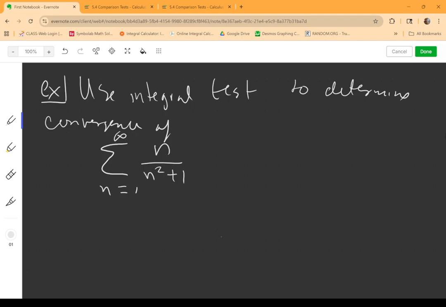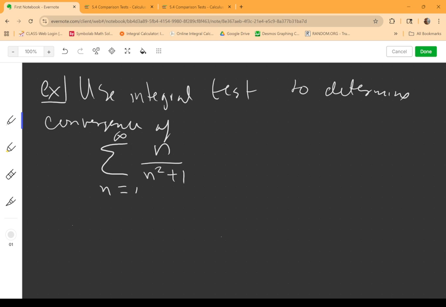Okay, so here we're going to do a couple of examples using the integral test to determine convergence. The first one is this series here, the sum of n over n squared plus 1. We see that it is decreasing, right? The denominator is increasing at a faster rate here, so it'll be a decreasing function.